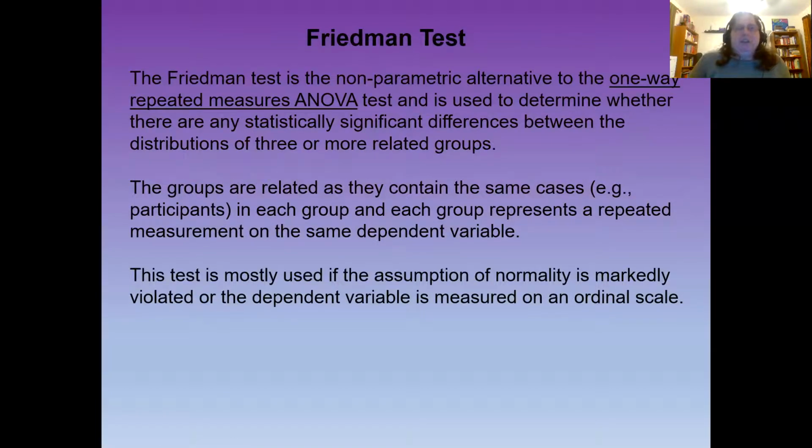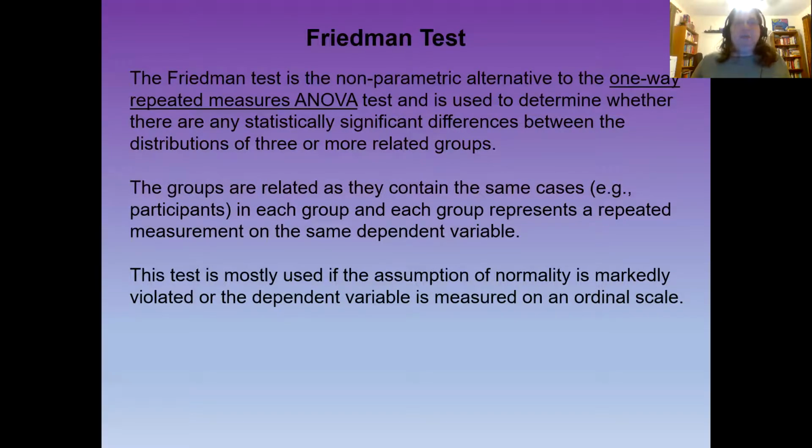The Friedman test is the non-parametric alternative to the one-way repeated measures ANOVA test and is used to determine whether there are any statistically significant differences between the distributions of 3 or more related groups. So all it is is our alternative to repeated measures ANOVA. As we talked about before, the groups are related as they contain the same cases or participants in each group, and each group represents a repeated measurement on the same dependent variable.